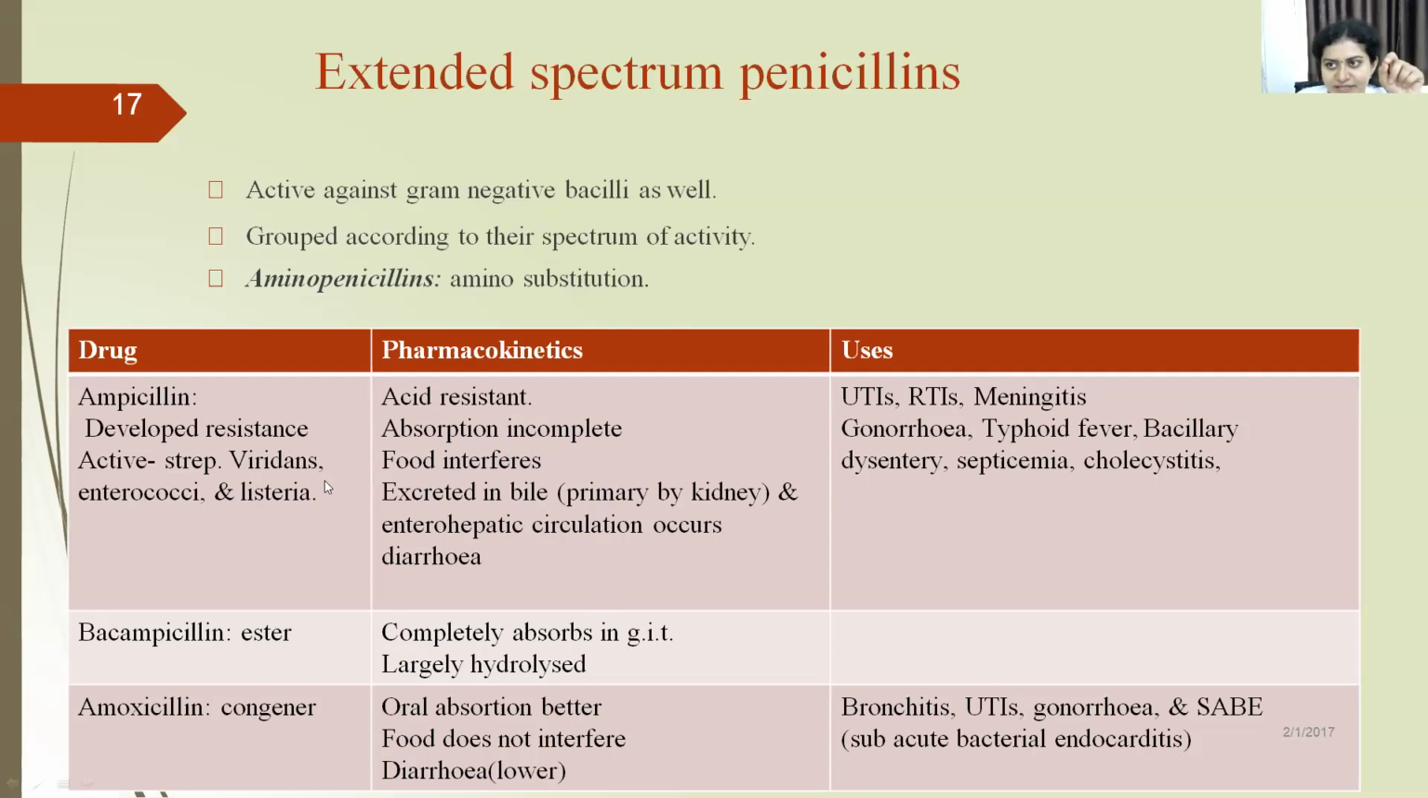So remember, for ampicillin, even though it has good oral absorption, food interferes with the absorption, so we have to give it 1 hour before or 1 hour after food. Excretion is mostly by the kidney and also through bile, and it undergoes enterohepatic circulation. The main side effect of ampicillin is diarrhea. Whereas with amoxicillin, the oral absorption is better compared to ampicillin, food does not interfere with the absorption of amoxicillin, and the risk of diarrhea is less.